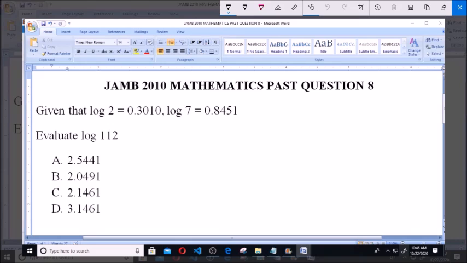I will be answering JAMB 2010 Mathematics Past Question 8. Given that log 2 is equal to 0.3010 and log 7 is equal to 0.8451, evaluate log 112. Options are A 2.5441, B 2.0491, C 2.1461, and D 3.1461.